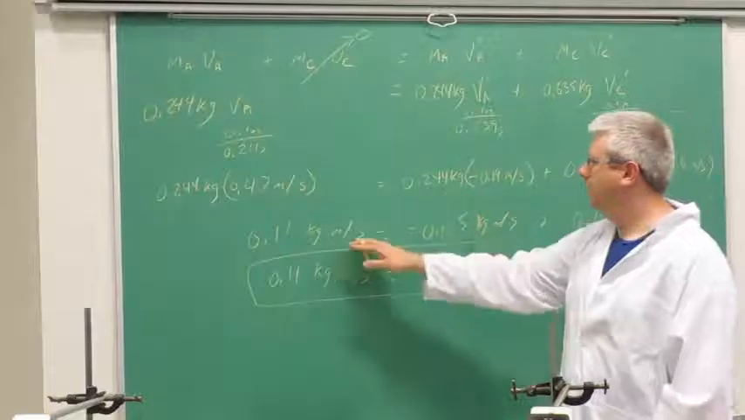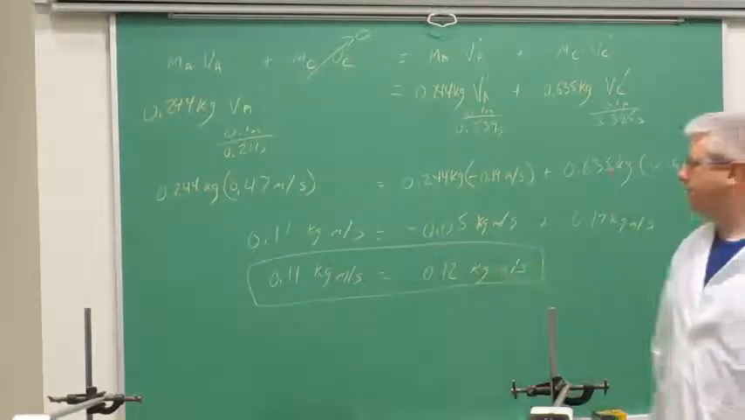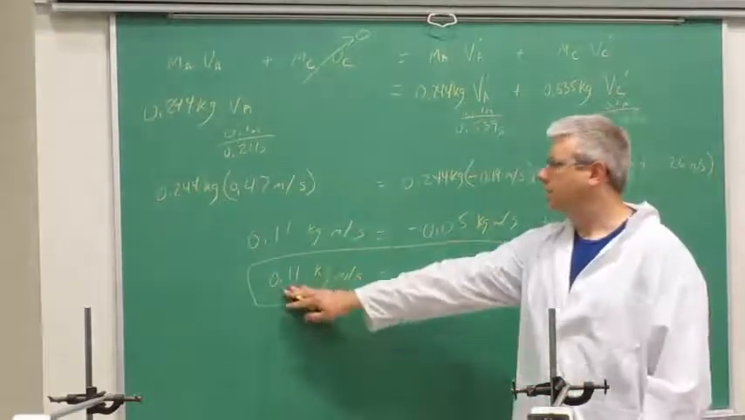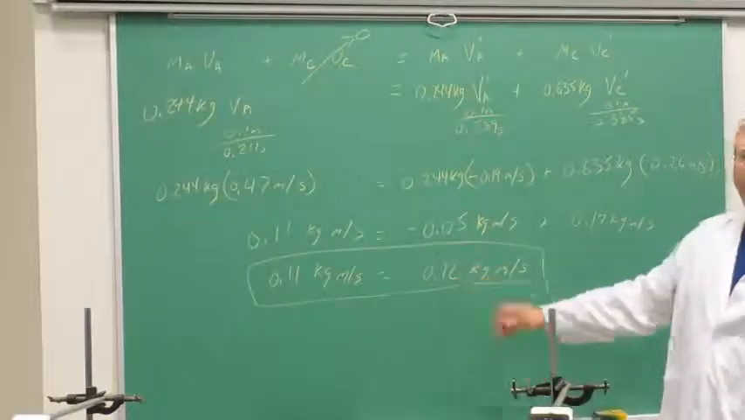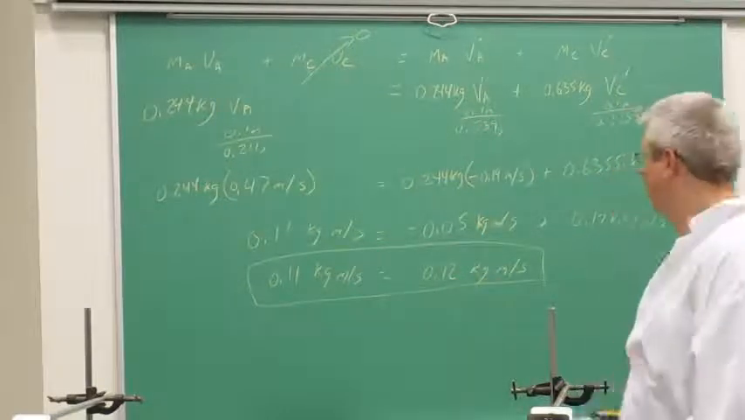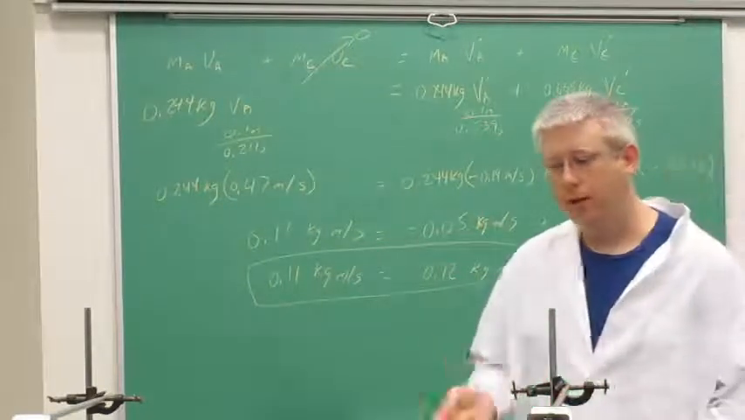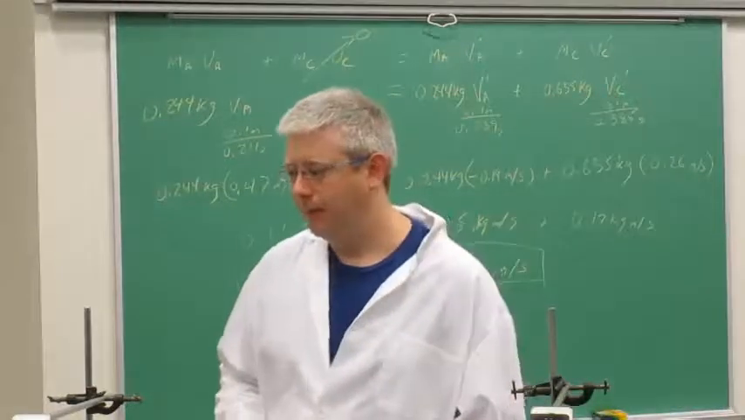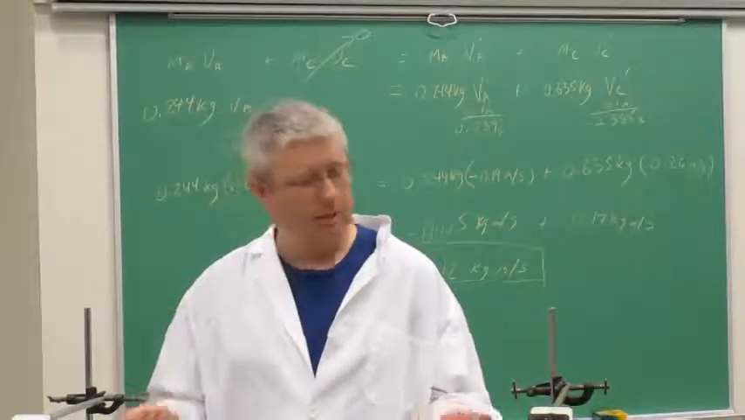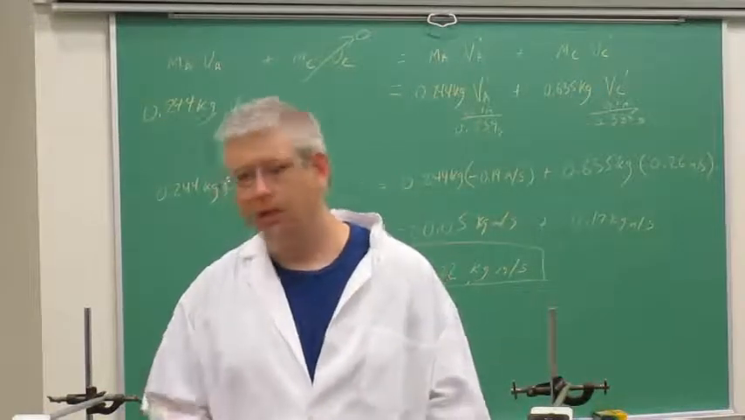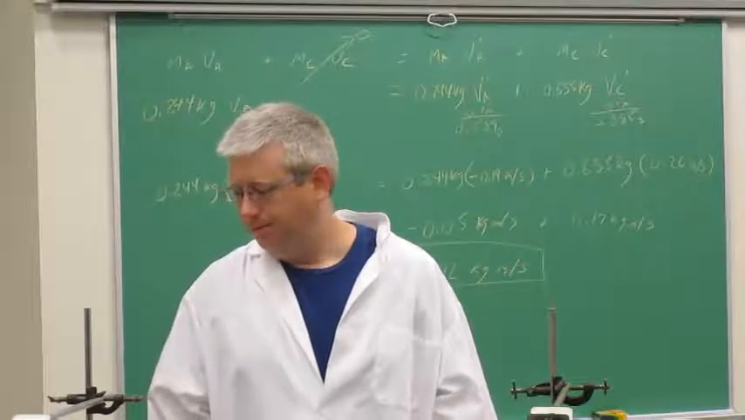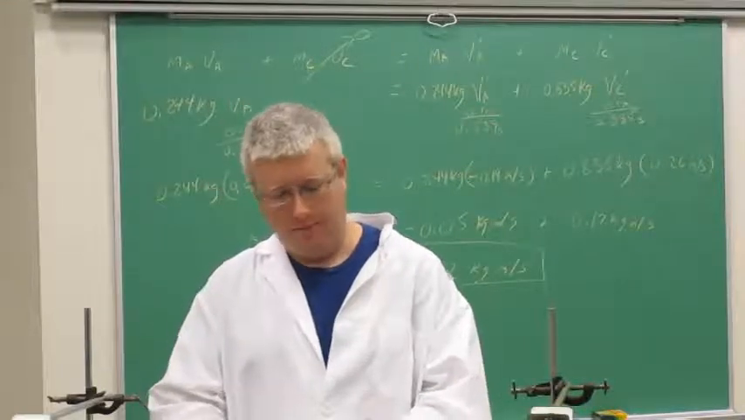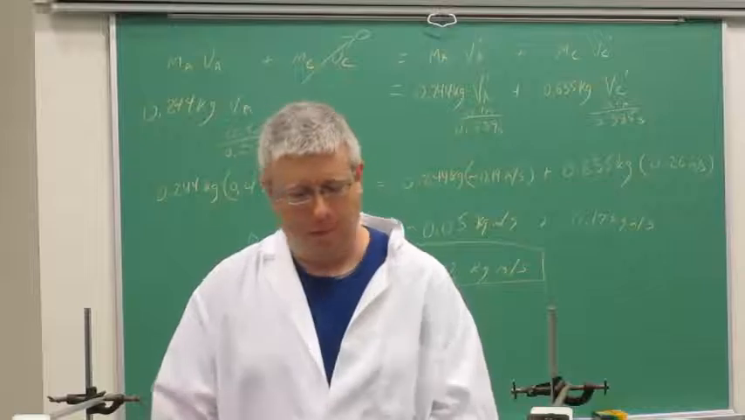Add them together, and basically we get initial momentum of cart A was 0.11. Their combined final momentum was 0.12. So pretty close. We can account for the error with maybe not exactly precise masses and everything not being perfectly frictionless.